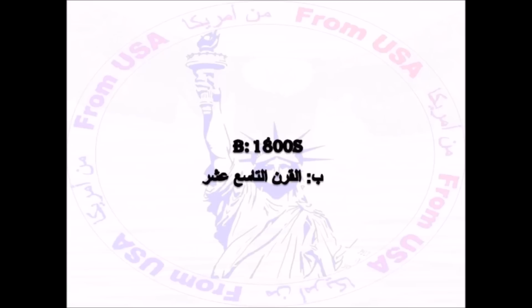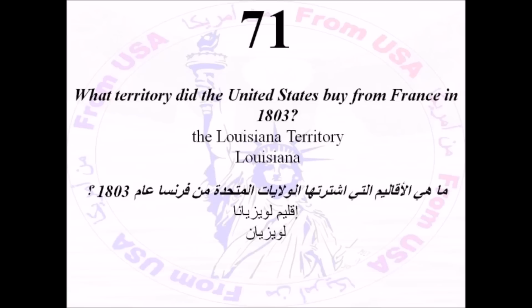American History, Part B, 1800s. Number 71. What territory did the United States buy from France in 1803? The Louisiana Territory, or you can say Louisiana.